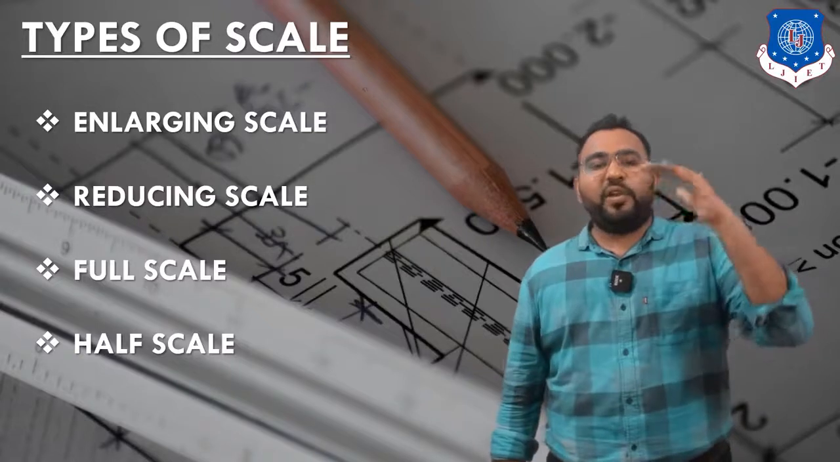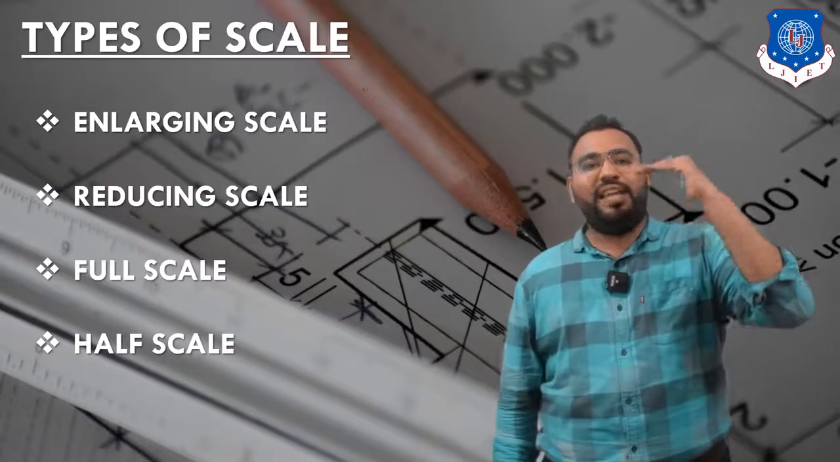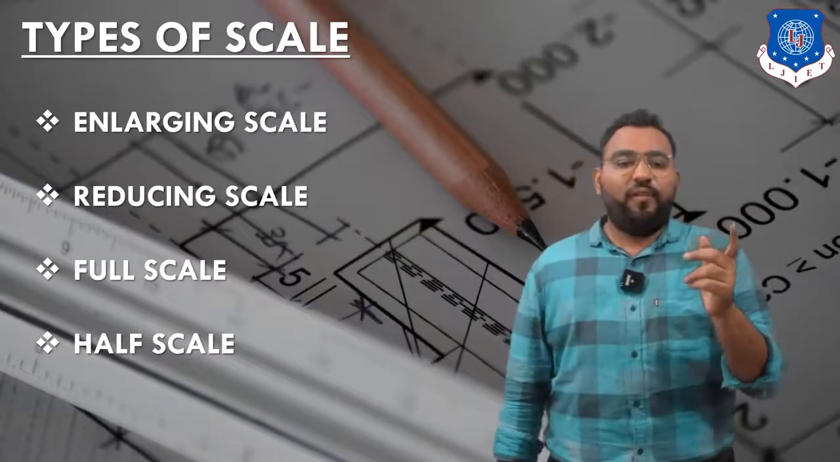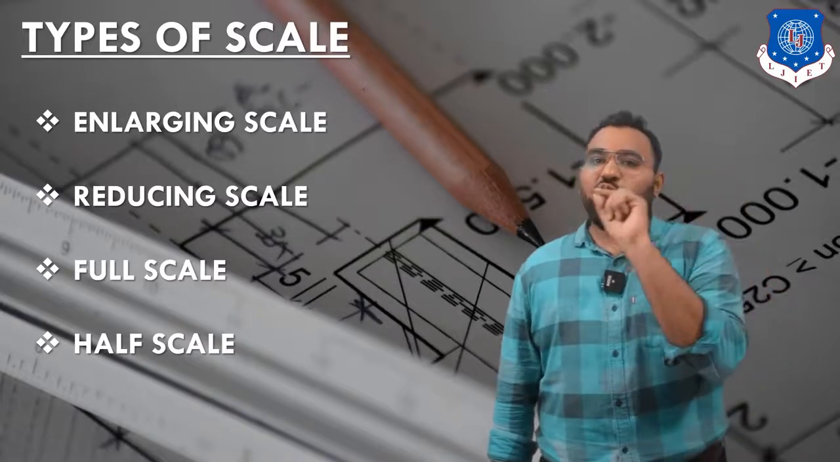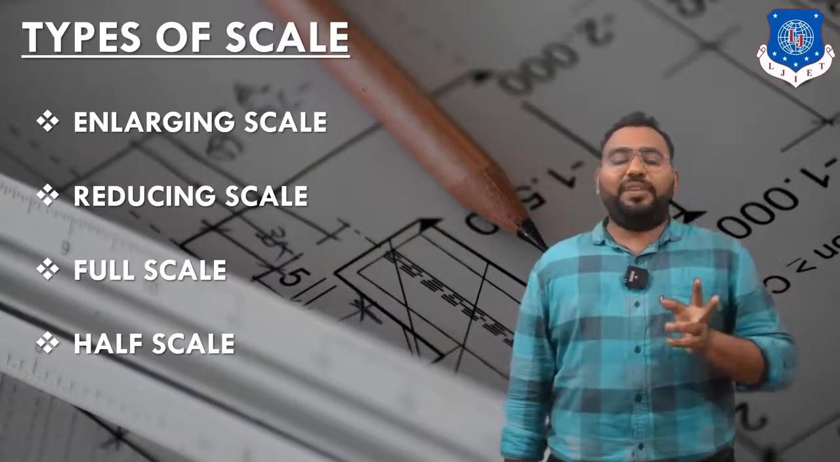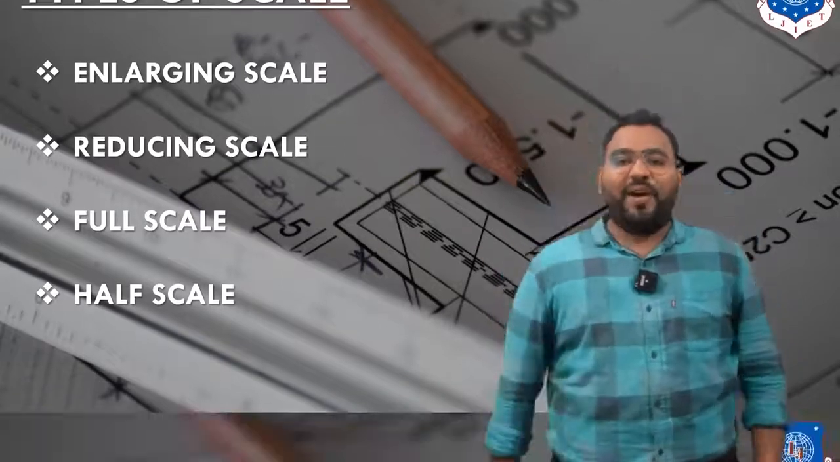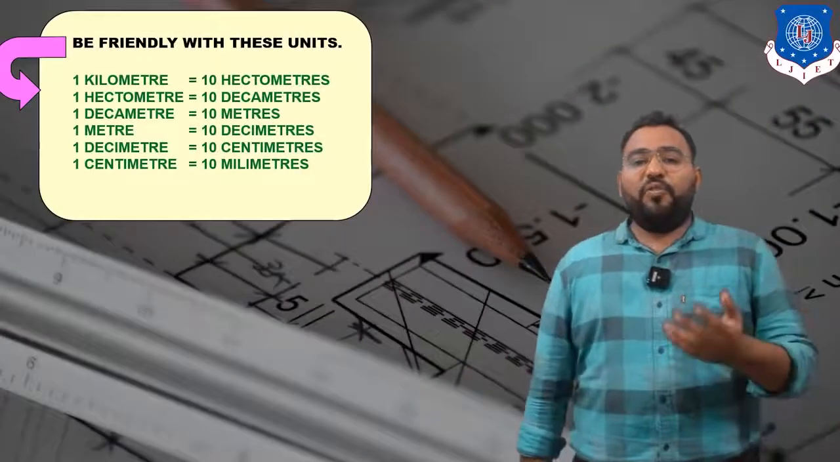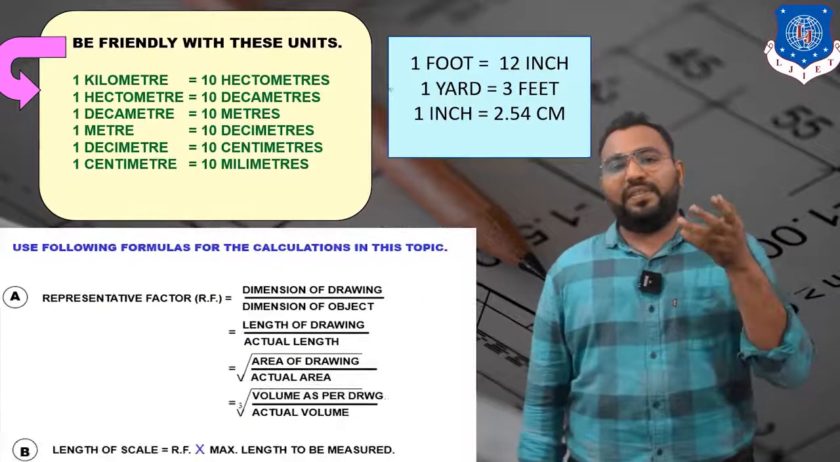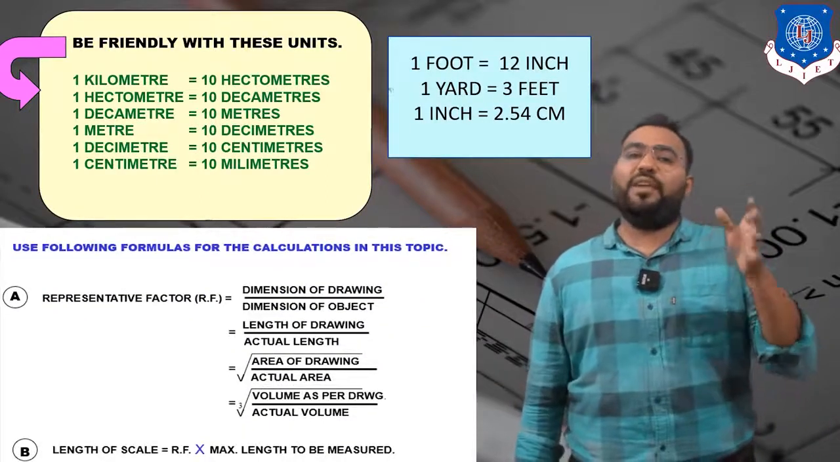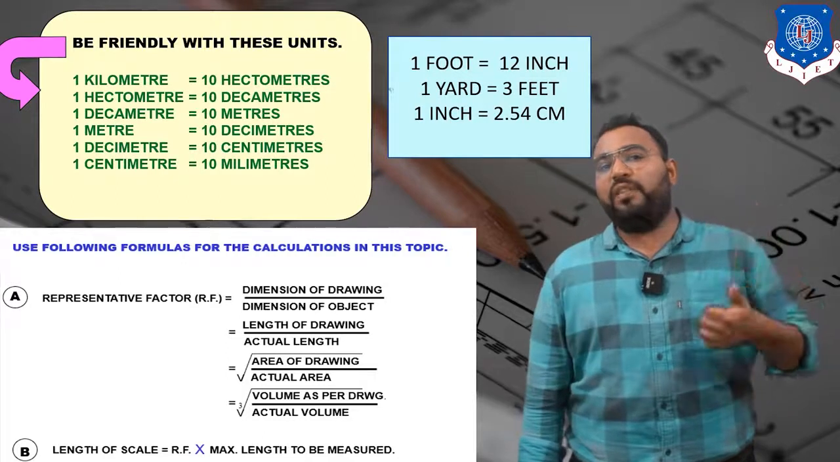So in enlarging scale you are going to enlarge the value, in reducing scale you are going to reduce the value. In full scale the drawing dimension and actual dimension both are the same. In half scale the drawing dimension is half of the actual dimension. Now in the last you have to remember these units, because these units are going to help you in the next video where I am going to solve the example.